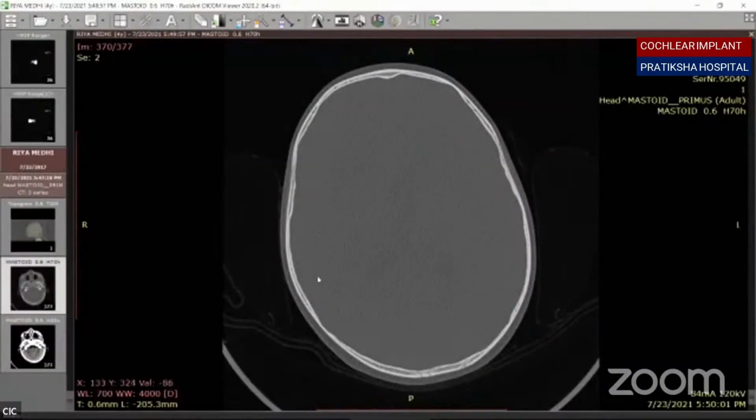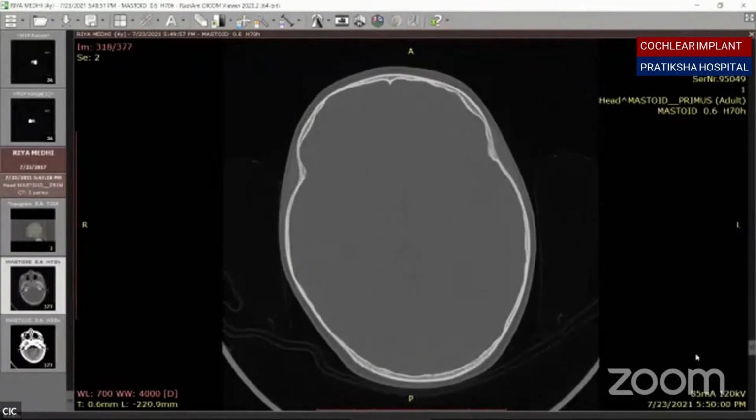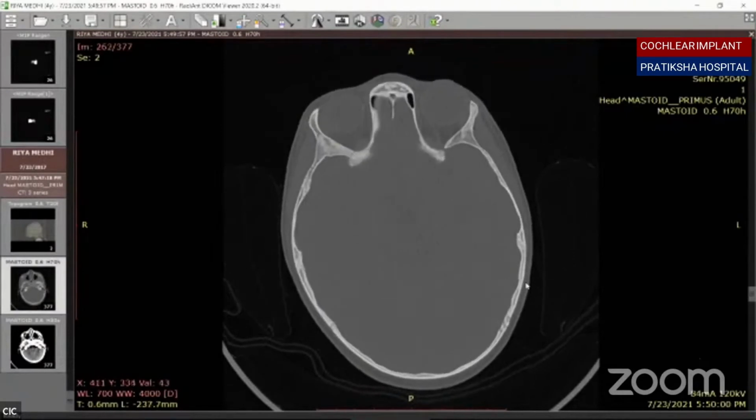Let me first go through the CT scan. This is the axial view of the CT scan, and I would like to go from above downwards, from superiorly to inferiorly. As I scroll down, the first thing I have to look for is the parietal bone thickness on both sides. So I have to first look for the asterion. I think the asterion is coming into view.